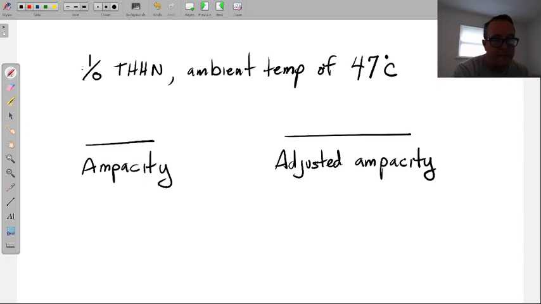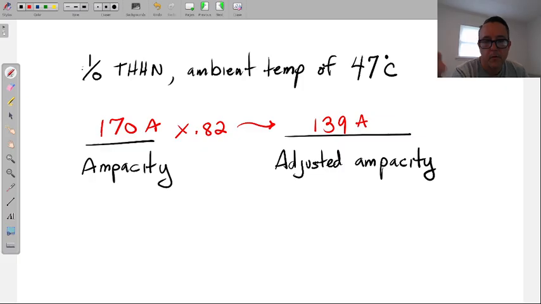All right, so I'll put first the ampacity, which is 170. That's the amperage that this wire can hold. And then what is the adjusted ampacity? 0.82. Say that one more time. 0.82. Oh, the correction factor? Okay, yeah, 0.82. So that would mean the adjusted ampacity is 139. There you go. We can drop that 0.4, so we'll leave it at 139 amps.